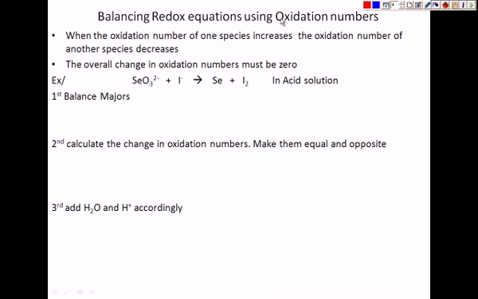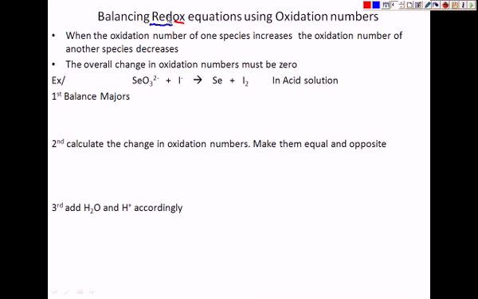Okay, this time we're going to do it a little bit differently. We're going to calculate oxidation numbers, and from these oxidation numbers we're going to balance this. Now, how can we do that? Well, in a redox reaction, the oxidation number of one species is increasing. Remember that? Or in other words, something is being oxidized. And the oxidation number of another species is decreasing, or something is being reduced.